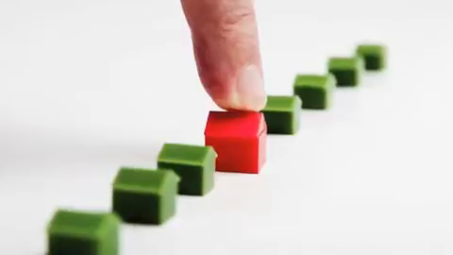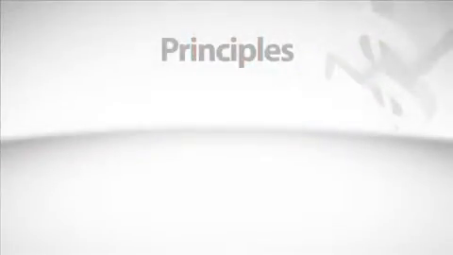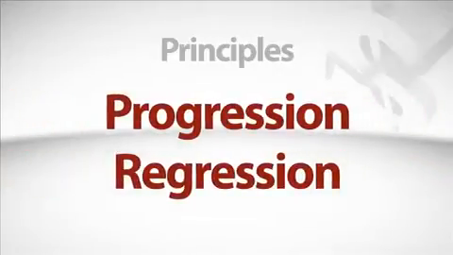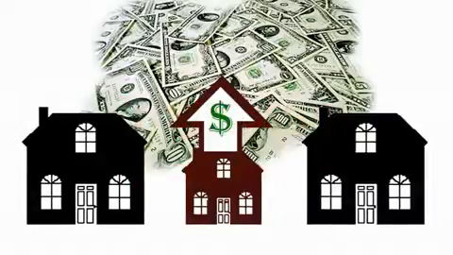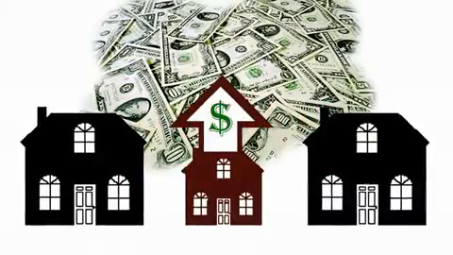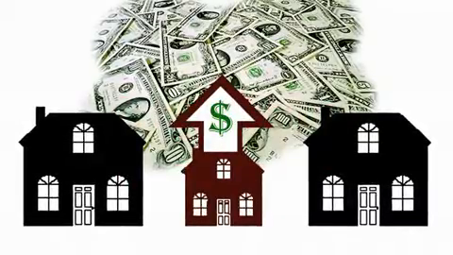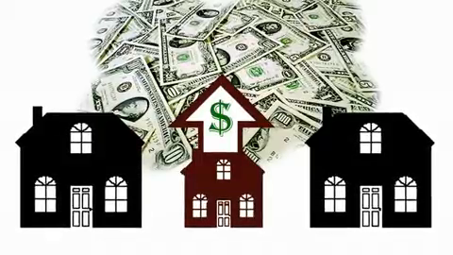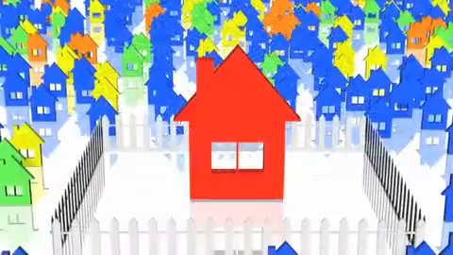What if the house is much smaller or larger than the homes around it? How does that affect value? There are two principles that cover these situations: progression and regression. Progression describes a small home surrounded by larger homes. The value of the larger homes helps pull up the value of the smaller one because it's surrounded by fancier and more expensive homes. The opposite is also true.